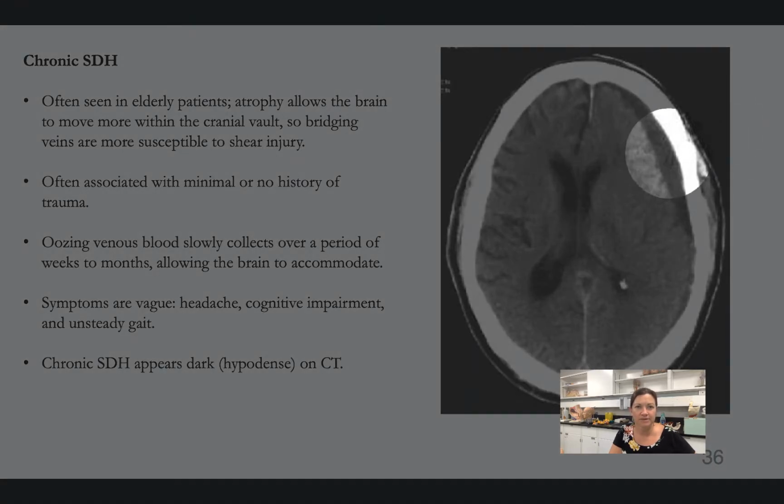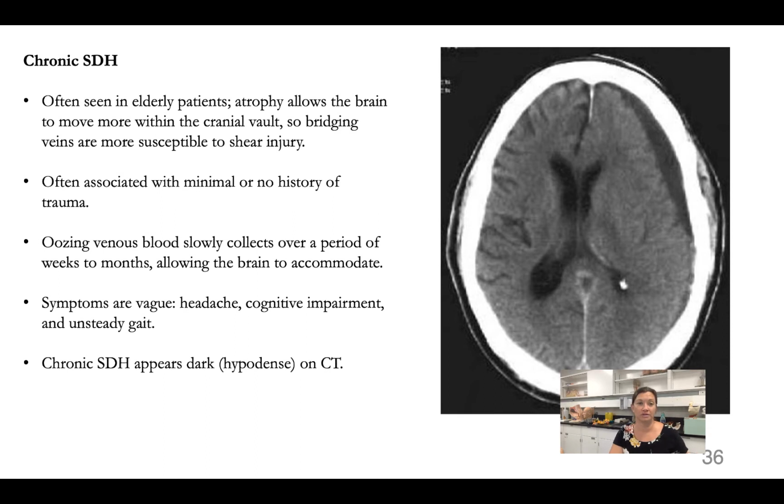Now, chronic subdural hematoma is often seen in older or elderly patients. The brain shrinks with age, atrophy, and that allows the brain to move more within the cranial vault, and brain movement increases the vulnerability of bridging veins to shearing because the brain's moving more relative to the skull. And often with an epidural hematoma, people typically know what happened, right? Car crash, punched in the head. Subdural hematoma can be a much more subtle injury, so they may not report an injury, or it might be very minor.